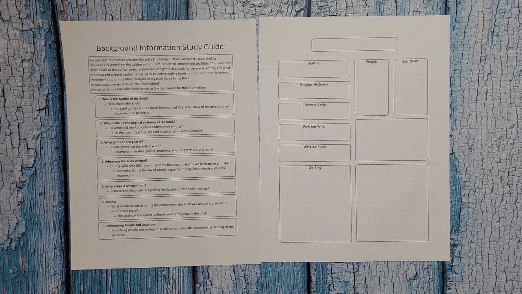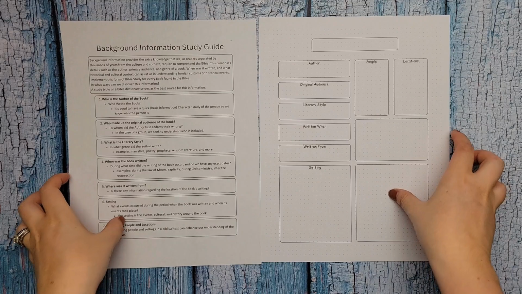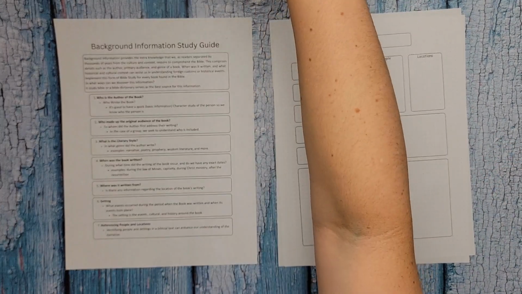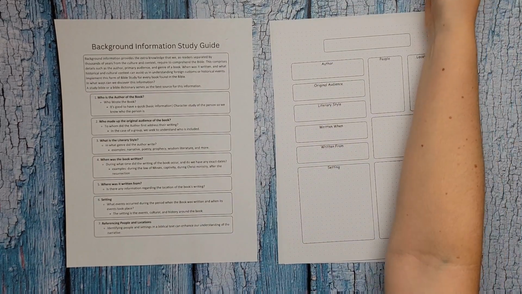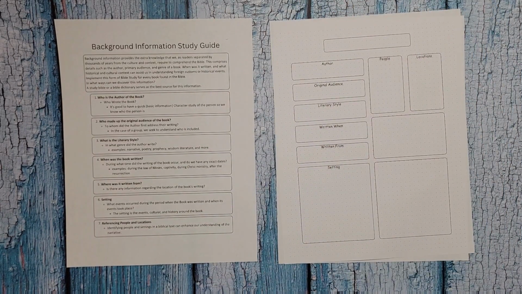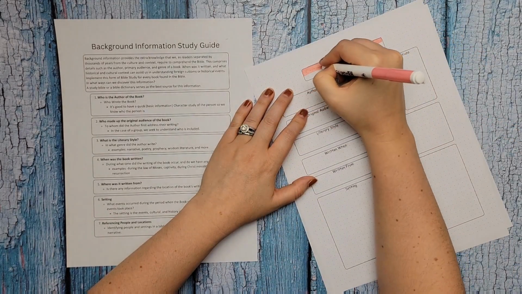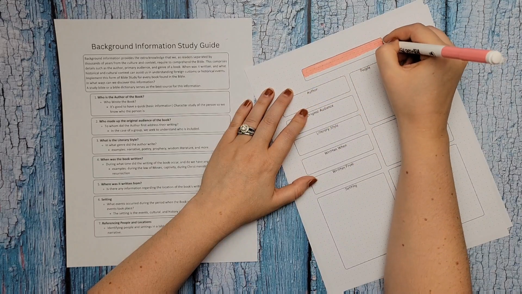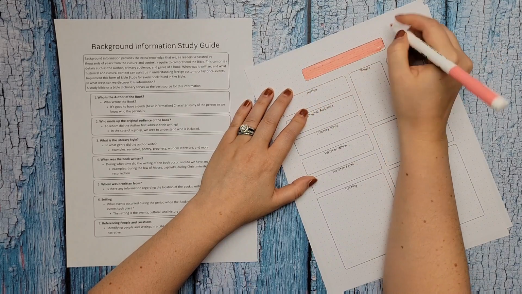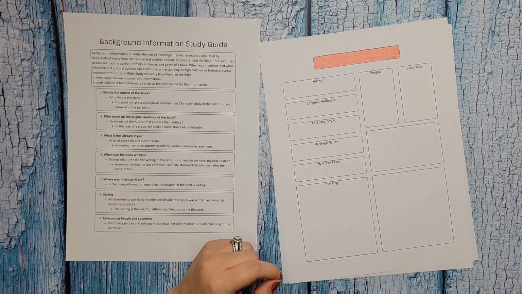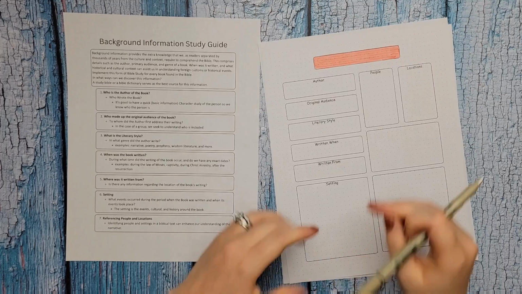So Bible background information provides the extra knowledge that we need as readers, separated by thousands of years from the culture and context required to comprehend the Bible. So this comprises details such as the author, the primary audience, and the genre of the book. When was this written, and what historical and cultural context can assist us in understanding foreign customs or historical events? So we want to implement this kind of study for every book found in the Bible. So eventually you should end up with 66 of them. And so how can we discover this information is a good place to start.